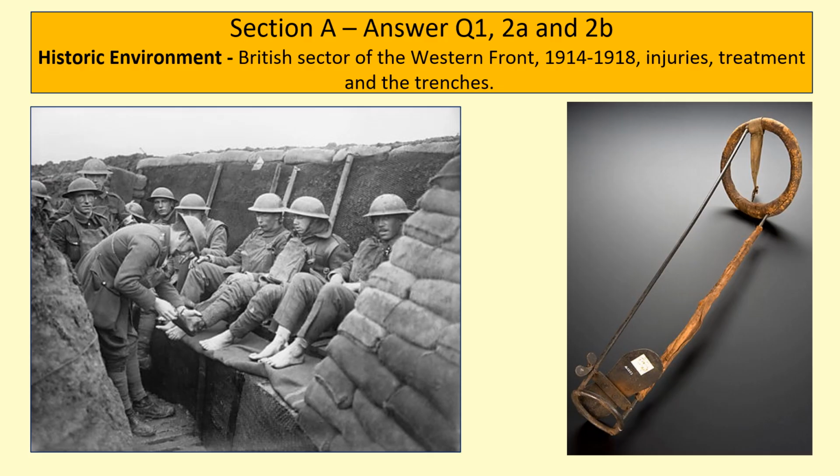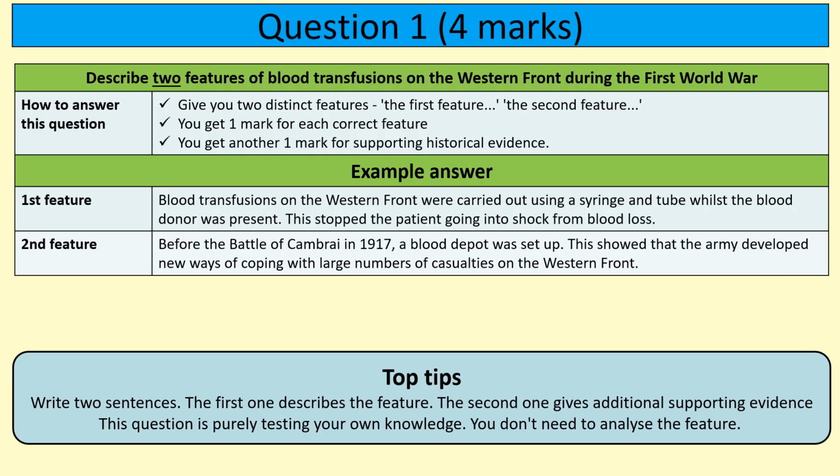Okay, so section A, you have to answer questions 1, 2A and 2B, and this is on the historic environment, which is the British sector of the Western Front, 1914 to 1918. So question 1 is a describe two features question. We're going to look at the example question, describe two features of blood transfusions on the Western Front during the First World War. In terms of answering this question, you must give two distinct separate features.